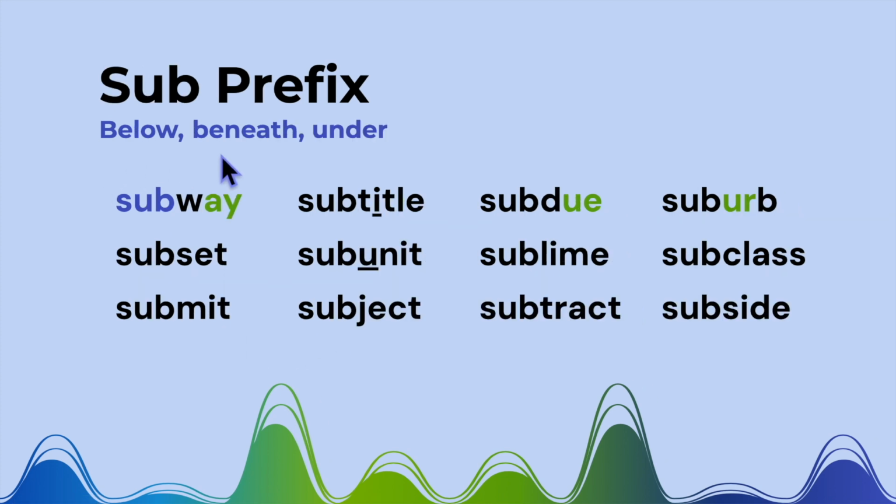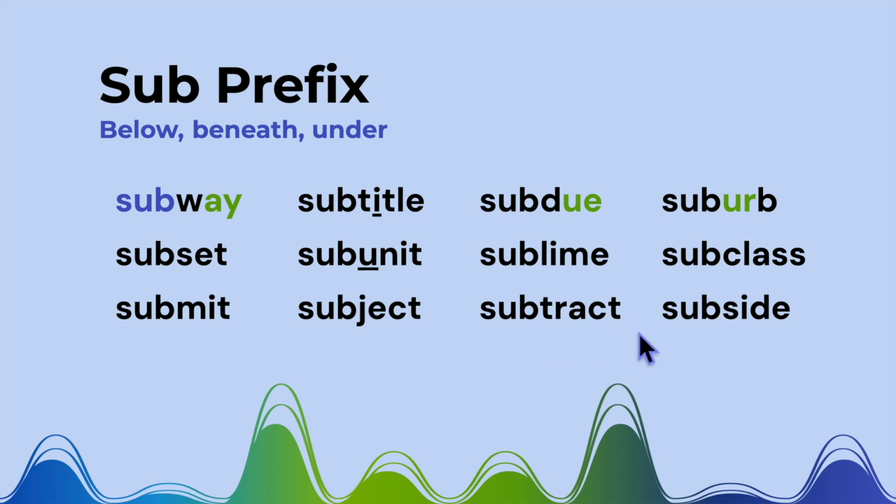Sub means below, beneath, or under, just like the word submarine. Subway. AY says A. So a subway is a way of travel that is underground. This I is going to have its long I sound. Subtitle. The subtitles are the words on the screen below the characters. UE has a long U sound. Subdue. Suburb. UR says ur. Subset. Subunit. Sublime. Subclass. Submit.